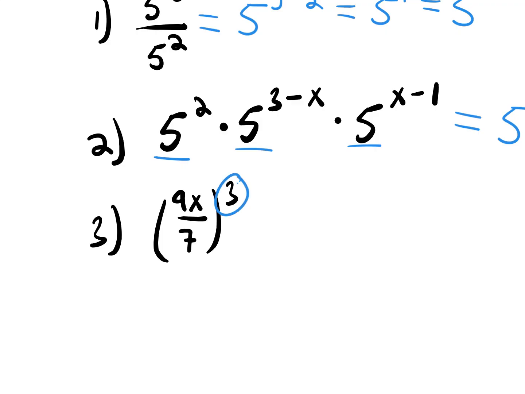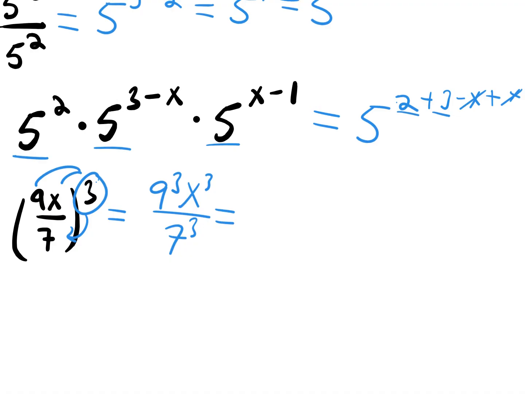So then the next one is, what do we do here? What can we do with that 3? You were saying? Yeah, you just multiply. Okay, so you can distribute this exponent to each factor on the top and on the bottom. So we get 9 to the third x to the third over 7 to the power of 3. All right, 9 to the power of 3 should get you 729. 7 to the power of 3 should get you 343.